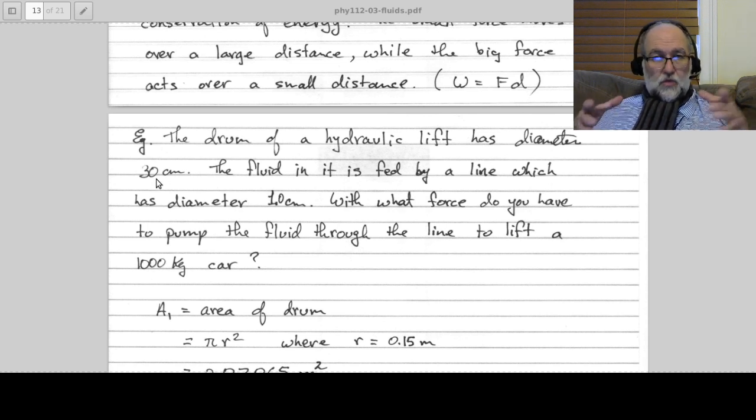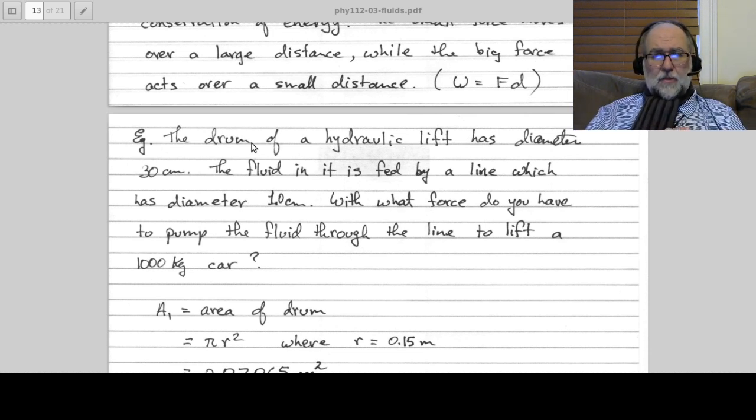Okay? So there's a drum and its diameter. Watch it. I said diameter here and not radius. I'm not trying to be tricky, but just watch out for that because we'll have to divide by two in a minute. So the diameter is 30 centimeters. From one end of the drum to the other, it's 30 centimeters.